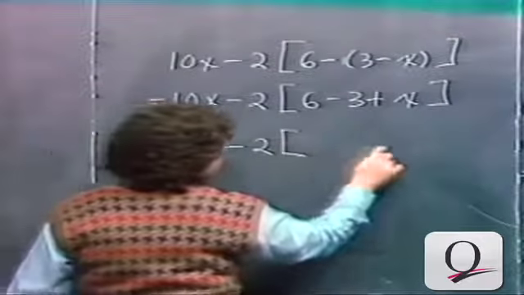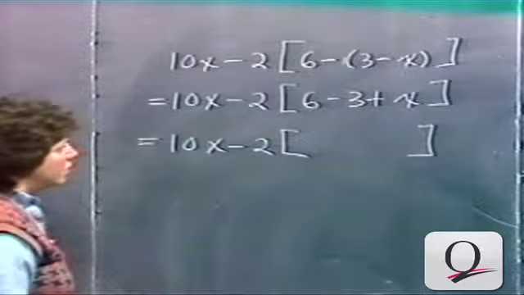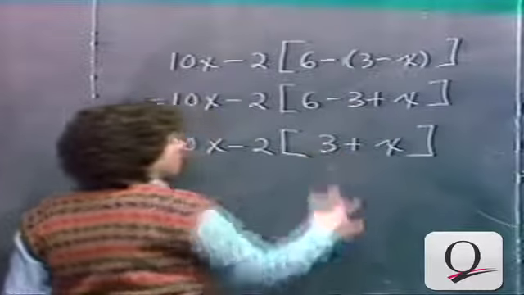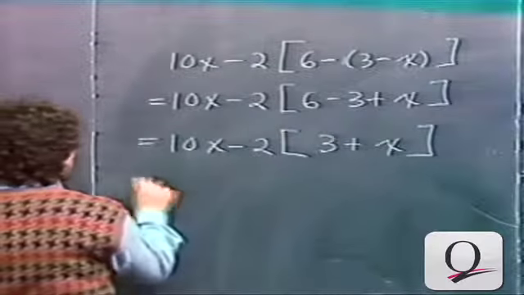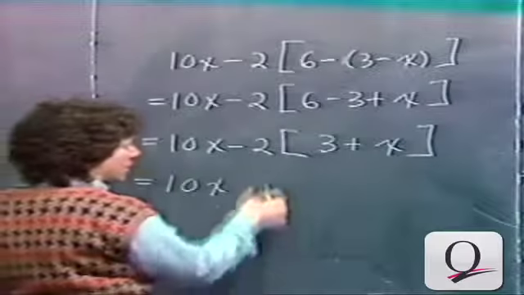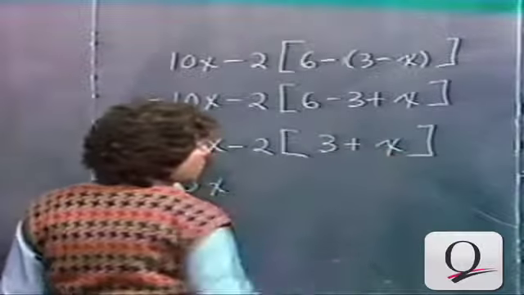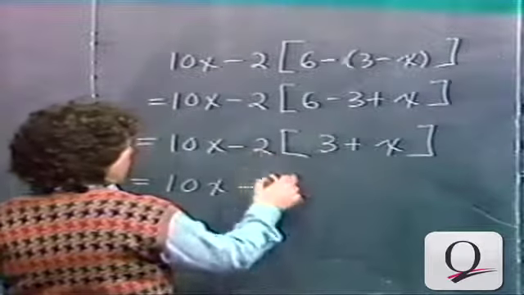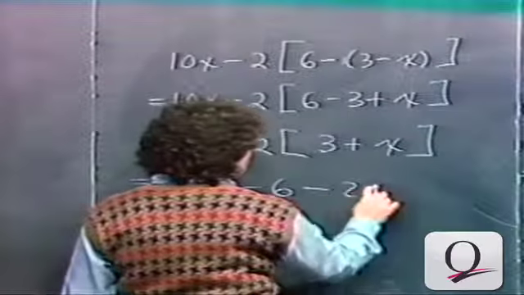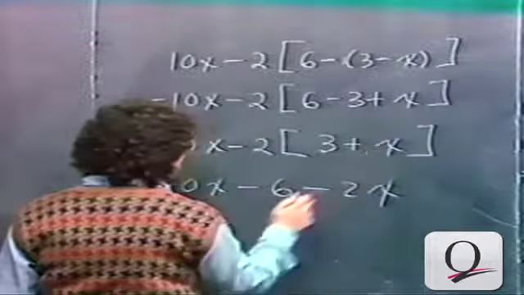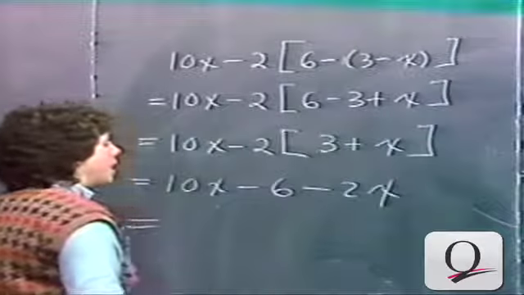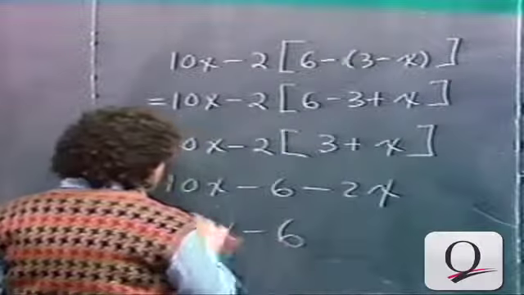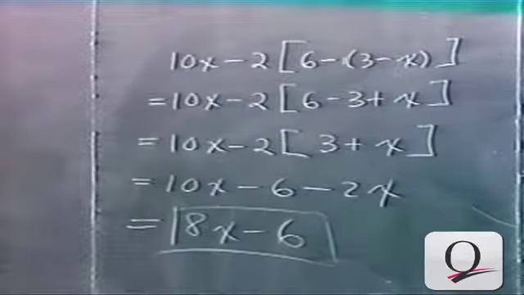10x minus 2. Now let's clean up what's in the brackets. 6 minus 3 plus x gives us 3 plus x. 6 minus 3 gives us a 3. 10x, now we'll distribute the minus 2 through the brackets. So it's plus minus 2 times 3, which is minus 6, and plus a minus 2 times x, which is minus 2x. Minus 6 minus 2x. And now combining like terms, 10x minus 2x gives us 8x, and we have 8x minus 6 as our answer.